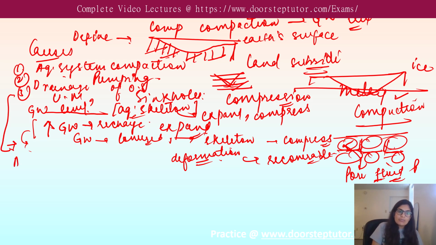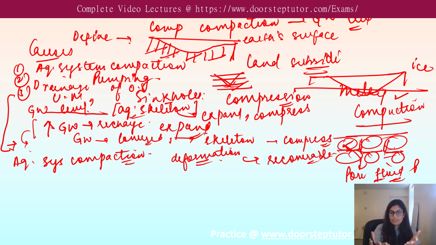Second, if I talk about aquifer system compaction, I told you this is a permanent change. That means this is not reversible. This is not going to get reversed. Here water level will change, recharge will happen, and you're again going to land up in the same situation, maybe compressed, maybe expanded. But what about the compaction one? So this is a more severe, or rather I should say the permanent process that occurs.